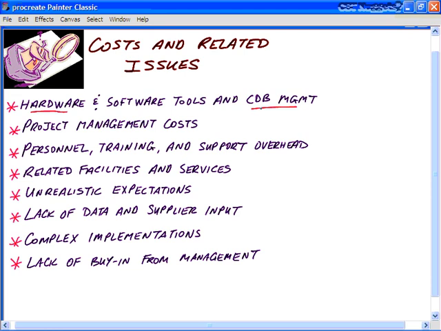The process of managing capacity is a project management activity. Maybe you need to get higher PMPs or train individuals and bring on some project management software like Microsoft Project, for example. There's also the overhead of additional personnel for capacity management, additional training and support. If you have to expand your facilities or your actual building for increased capacity, that's going to be related facilities and services that need to be added on. Those are additional costs.